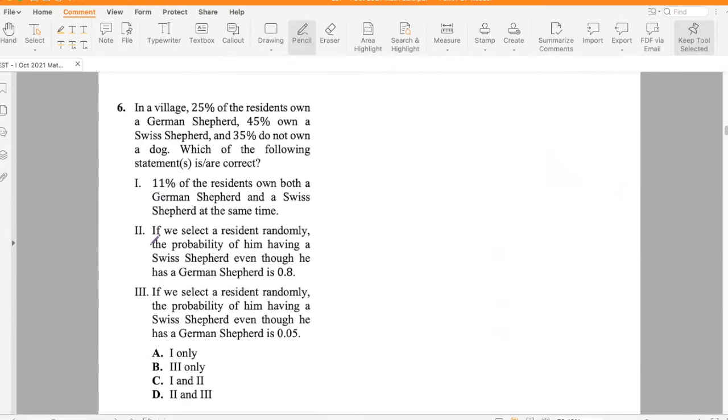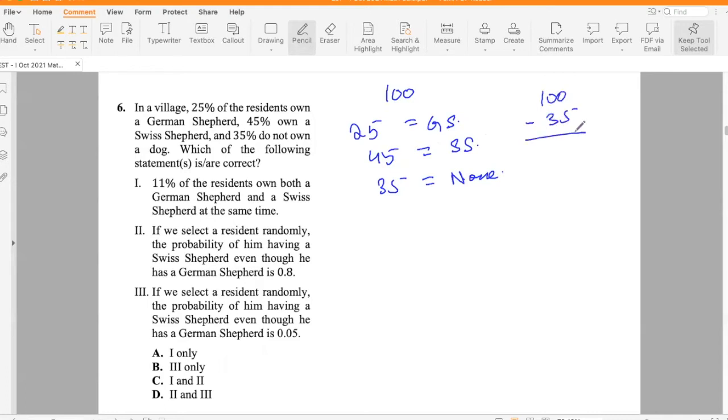In a village, 25% of the residents own a German Shepherd, 45% own a Swiss Shepherd, and 35% do not own a dog. Which of the following statements is correct? Okay, so let's say the number of residents is 100. So 25 residents own a German Shepherd, 45 own a Swiss Shepherd, and 35 do not own any dog, right? So my sample space is 100 minus 35, which is 65.